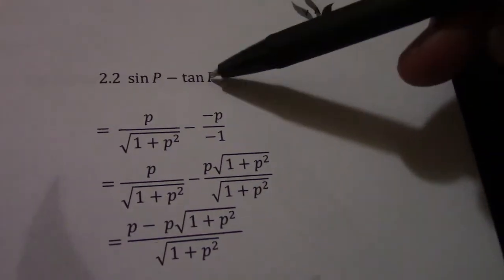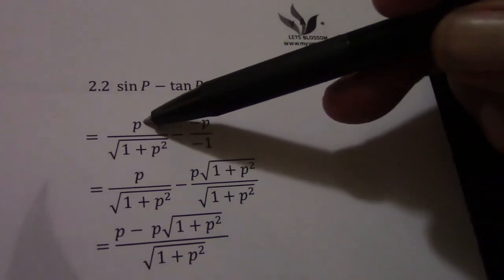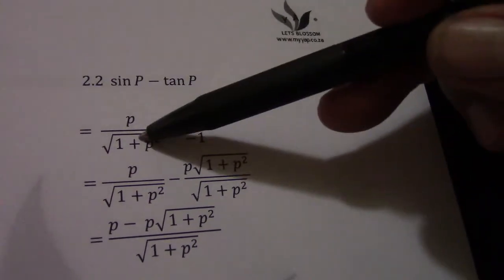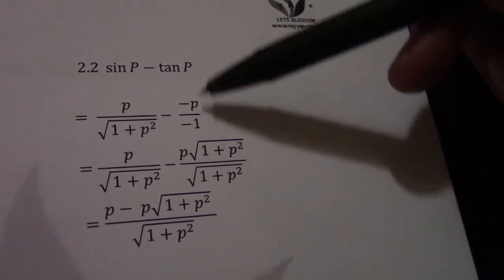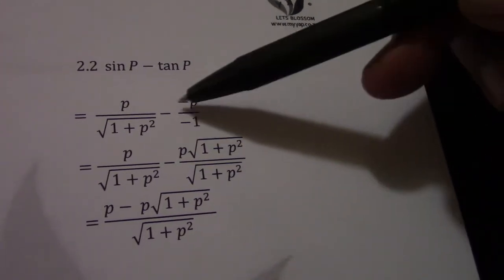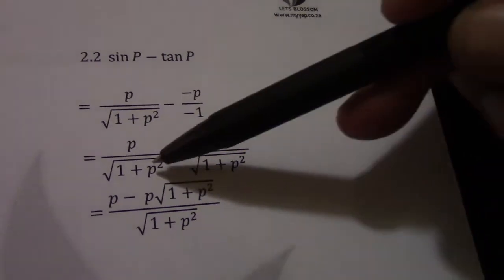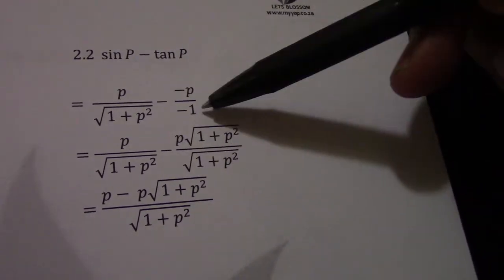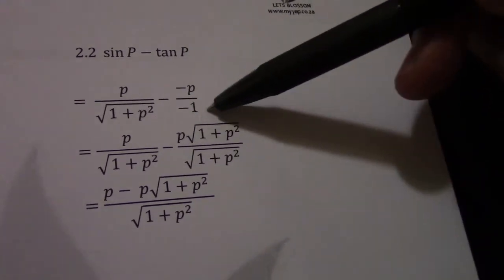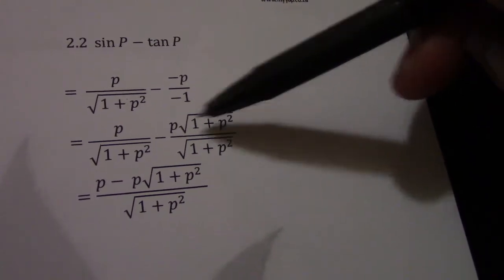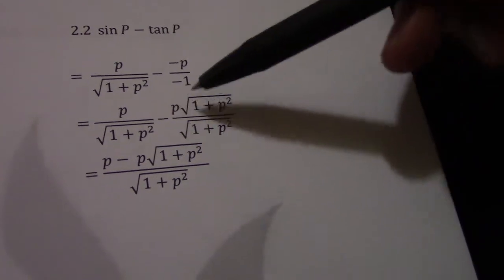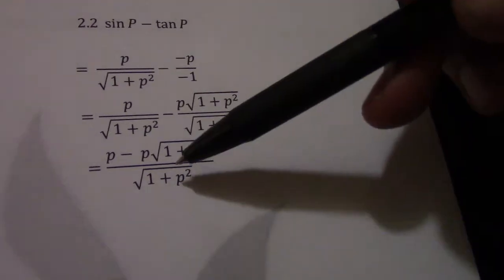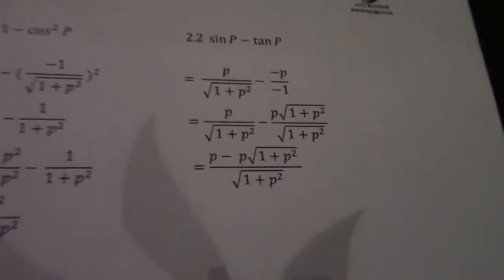If I do sine p minus tan p, that's sine, y over r, so that would be p over square root of 1 plus p squared, and tan is minus p over minus 1. Right, making my denominators the same, I multiply that by square root of 1 plus p squared. What I do at the bottom, I also do on top. So if I simplify, I have p minus p square root of 1 plus p squared all over 1 plus p squared. So those are basic trig diagrams.